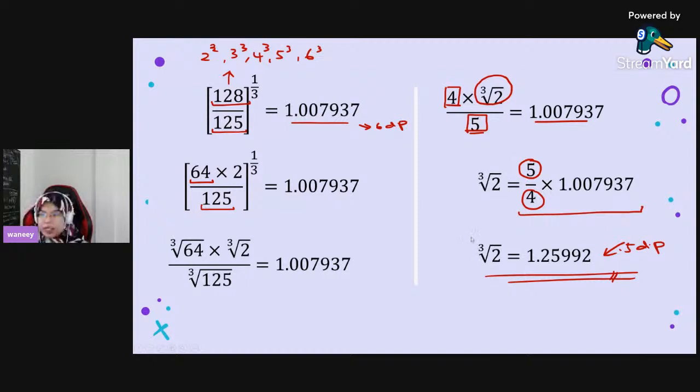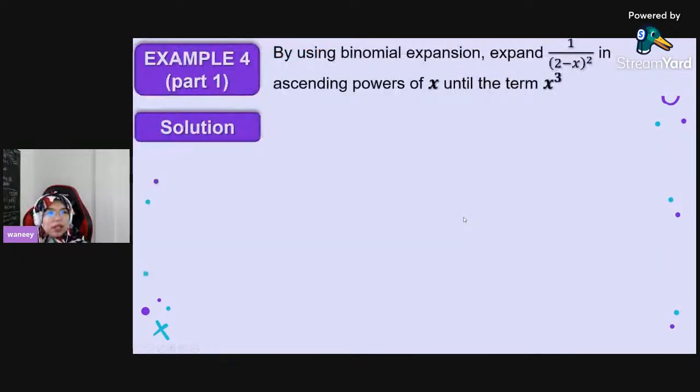Okay, so now let us proceed. Example 4: by using binomial expansion, expand 1 over 2 minus x squared in ascending powers of x until the term x squared. Okay, so now we have 1 over 2 minus x squared.